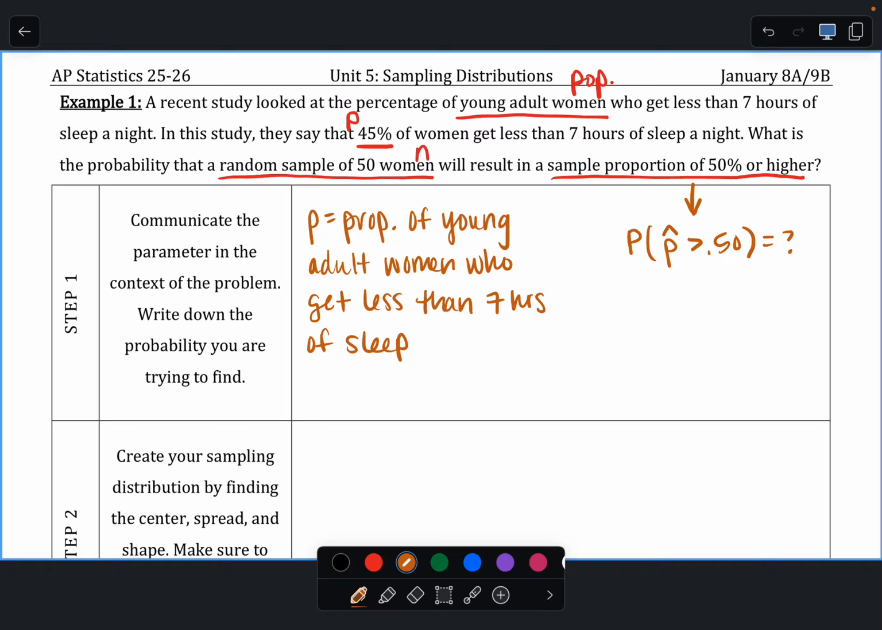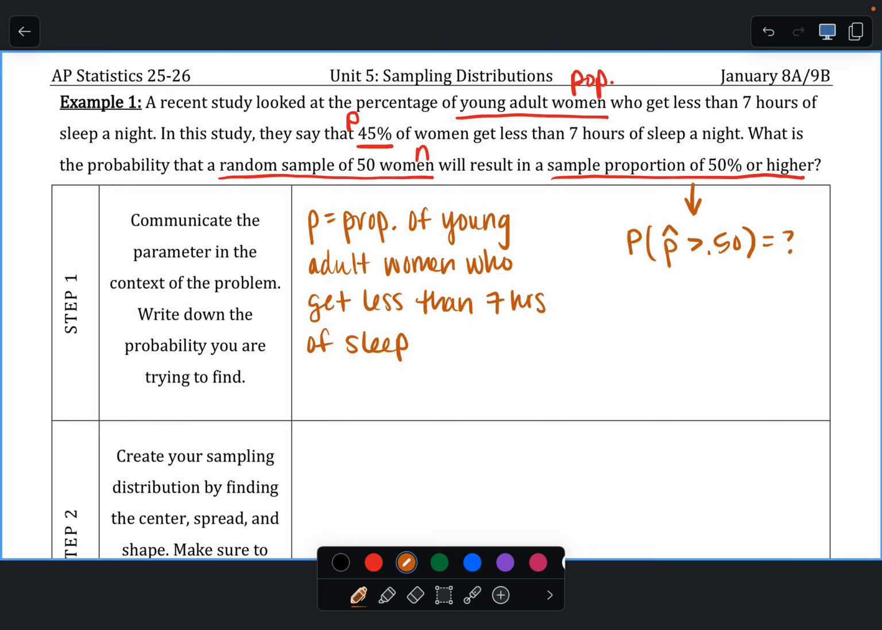Mm-hmm. I think that would be acceptable. It's just like when you're using just letters instead of sentences. I think YA is fine.